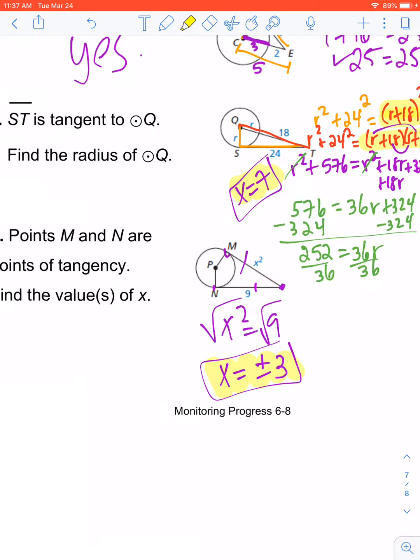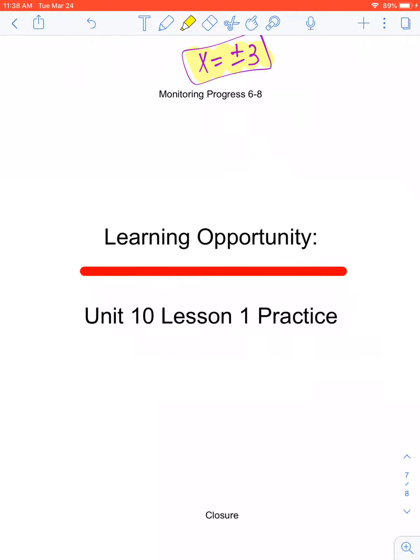All right, friends. So what is your learning opportunity? Your learning opportunity, which should be in a separate post on Google Classroom, is Unit 10, Lesson 1 practice. It is a front and a back, so it's 2 sides. I expect you to do them, take a picture, and upload it to Google Classroom. Please note that I have not only posted the answers for you, but I also worked out the answers, and I put them as well.